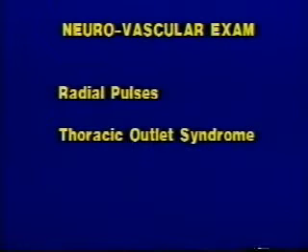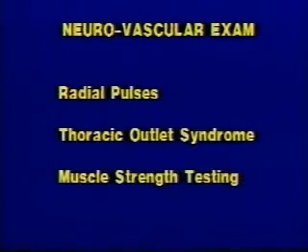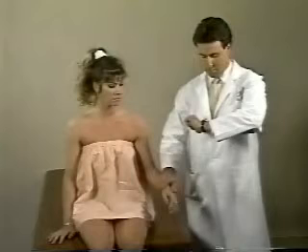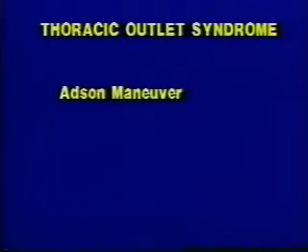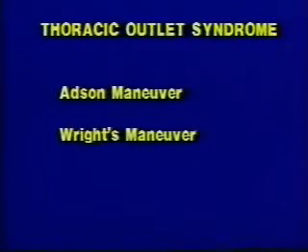The neurovascular exam is a cursory exam which includes the following: radial pulses, test for thoracic outlet syndrome, and muscle strength testing of both upper extremities. The radial pulse is palpated and compared to the opposite extremity. The vascular exam includes provocative tests to evaluate vascular compression in the thoracic outlet. Keep in mind the reliability of these tests is low. Adson maneuver and Wright's maneuver.